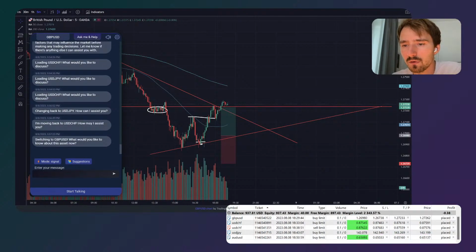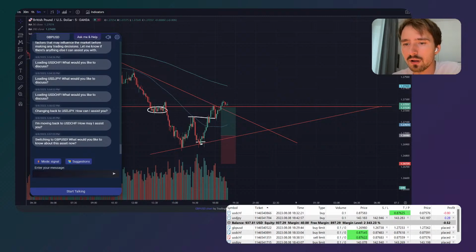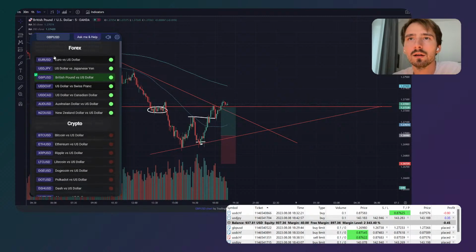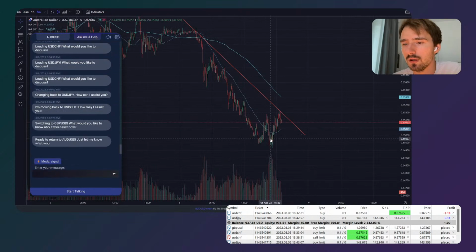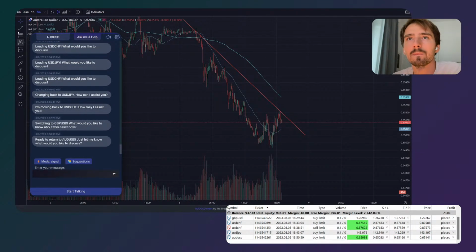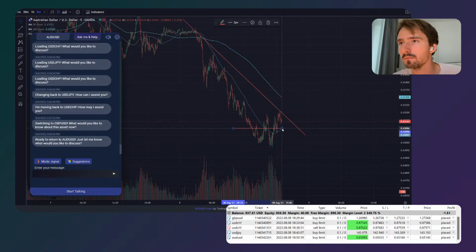And then we've got the waiting order for the Australian dollar. And that looks like Australian dollar ready to return to AUD USD. We are waiting for a buy around this level, right? If I'm not mistaken, it's around this level. All right. Sounds great. Let's fly with that.